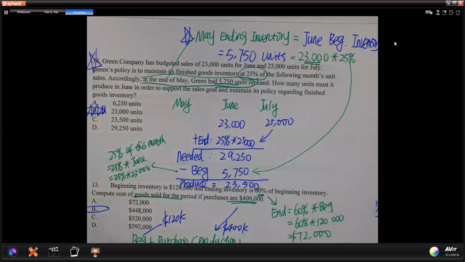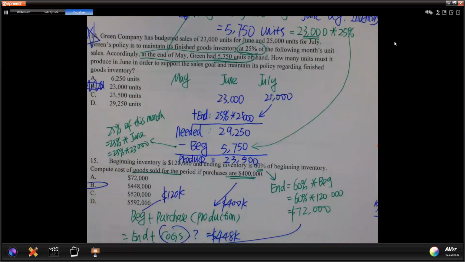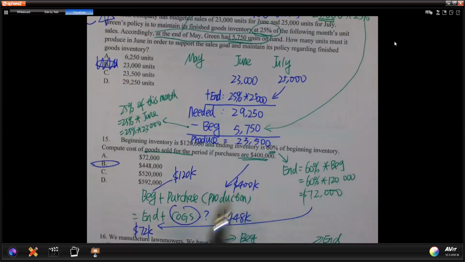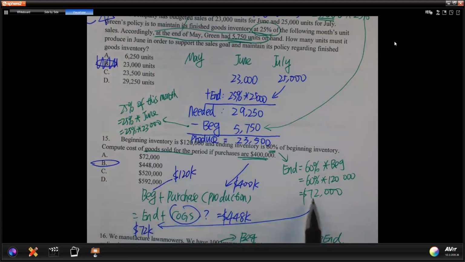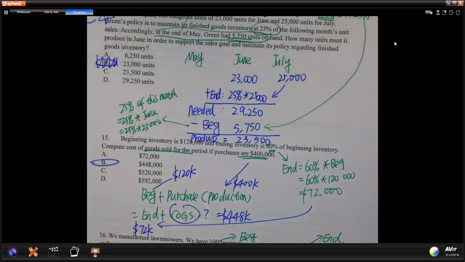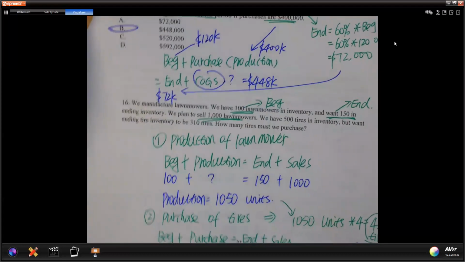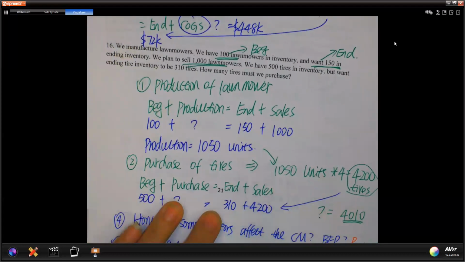Next one, talking about cost of goods sold, right? It's always beginning plus your purchase or production gives you ending plus cost of goods sold. Beginning is $120,000 and ending is 60%. That gives you 72,000, and then your purchase is 400,000. So your 120,000 plus 400,000 equals 72,000 plus your sales. So your sales has to be $448,000.